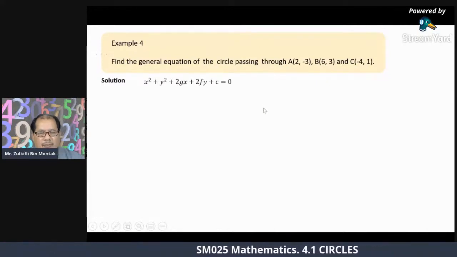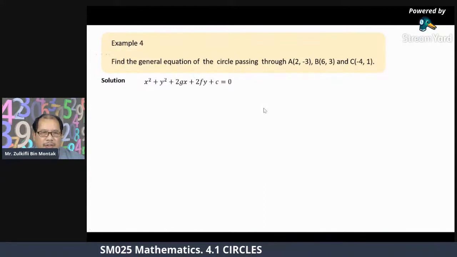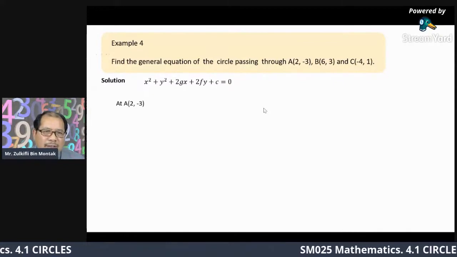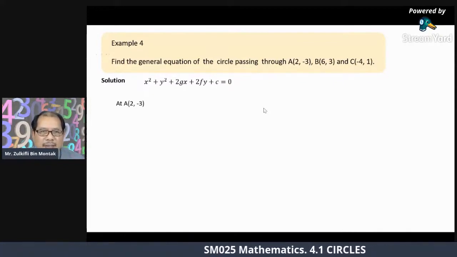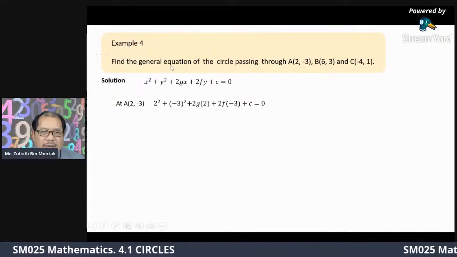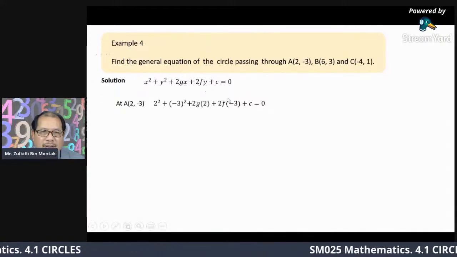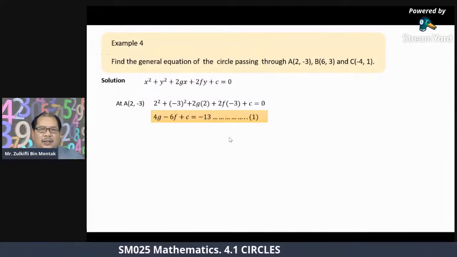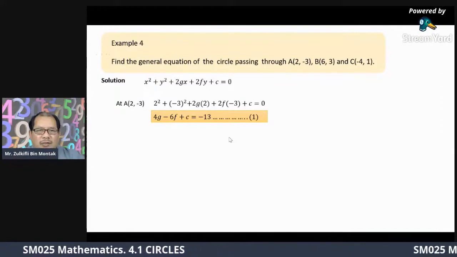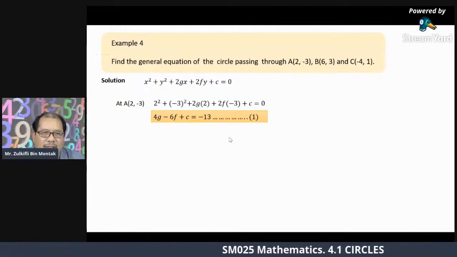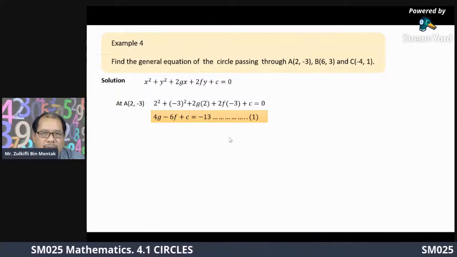General form, x squared plus y squared plus 2gx plus 2fy plus c equal to 0. Now we start with the first point A(2, -3). So when x equals 2 and y equals negative 3, you substitute into the general form here. Now we simplify, you get the first equation, 4g minus 6f plus c equal to negative 13. This is the first equation when you substitute the point A into the general solution.